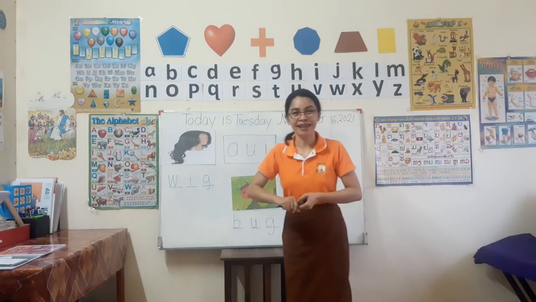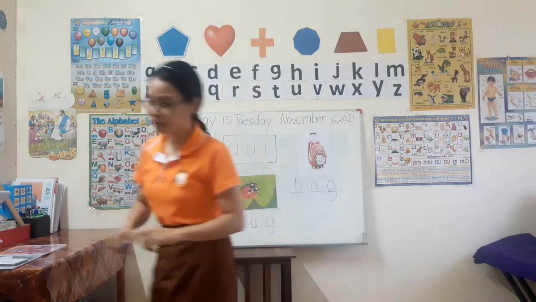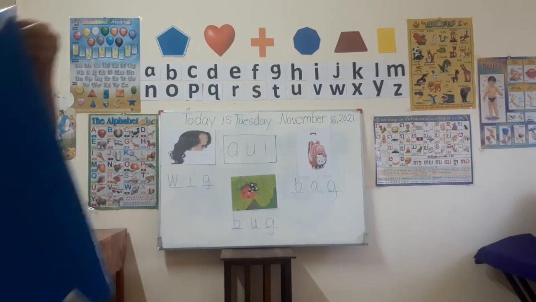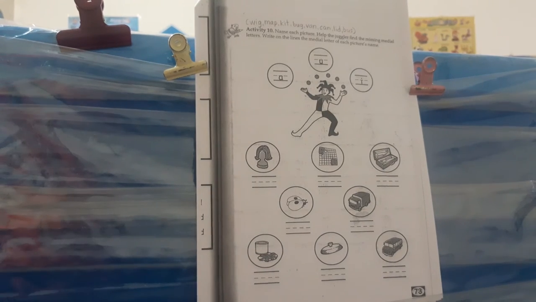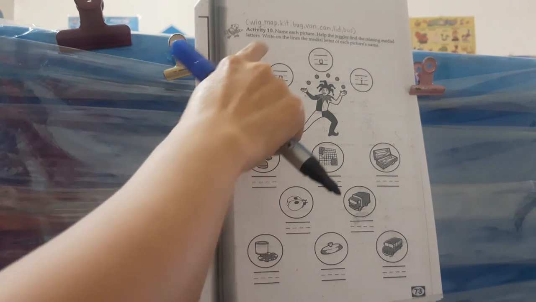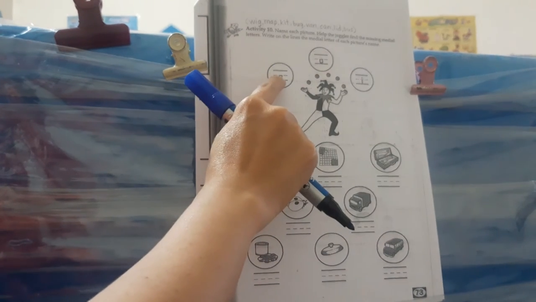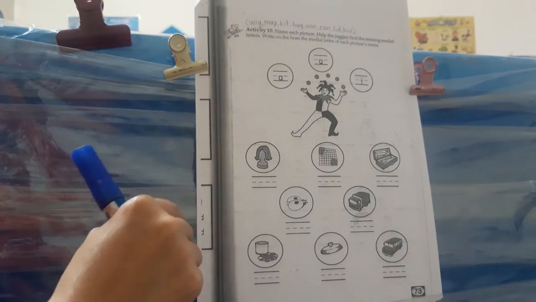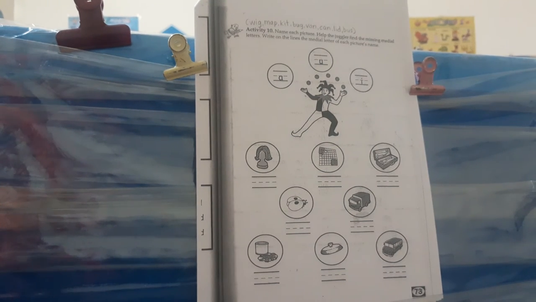Now children, let's answer your activity together. Let's get your paper. Can you see my paper? Name each picture, help the juggler find the missing medial letters. Write on the lines the medial letters of each picture's name. Medial means the beginning is here, the ending is here, and medial is at the middle.